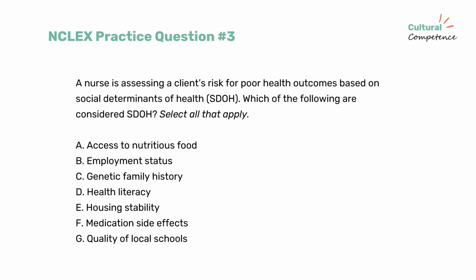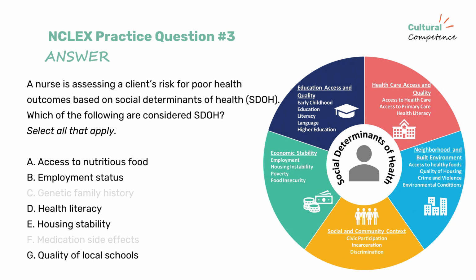Question number 3. A nurse is assessing clients' risk for poor health outcomes based on social determinants of health. Which of the following are considered the SDOH? Select all that apply. Again, you can pause this while you choose your answers. And the answer is access to nutritious food, employment status, health literacy, housing stability, and the quality of their local schools. Medication side effects and genetic family history are not part of the social determinants of health.